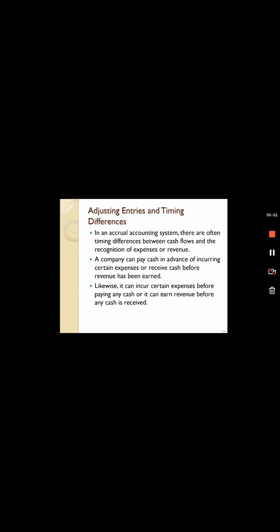Adjusting entries and timing differences. In an accrual accounting system, there are often timing differences between cash flows and the recognition of expenses or revenue. A company can pay cash in advance of incurring certain expenses or receive cash before revenue has been earned, and likewise it can incur certain expenses before paying cash, or it can earn revenue before any cash is received.